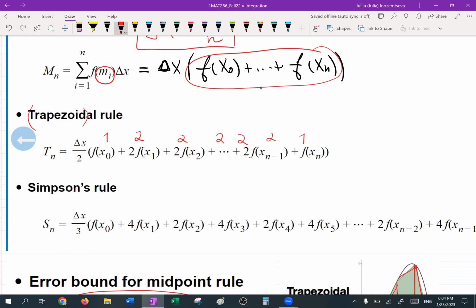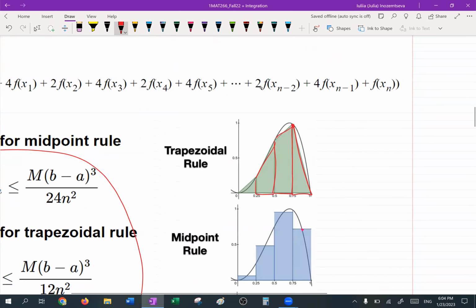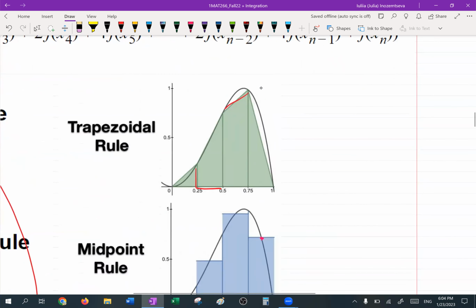1, 2, 2, 2, 2, 2, 1 for the trapezoid rule. This is how I remember this idea. Twos in the middle, because each side of each trapezoid is used twice. For the one, it's the side for the left trapezoid and the side for the right trapezoid. The next line, it's a side for the left trapezoid and a side for the right trapezoid. This is how I remember it.